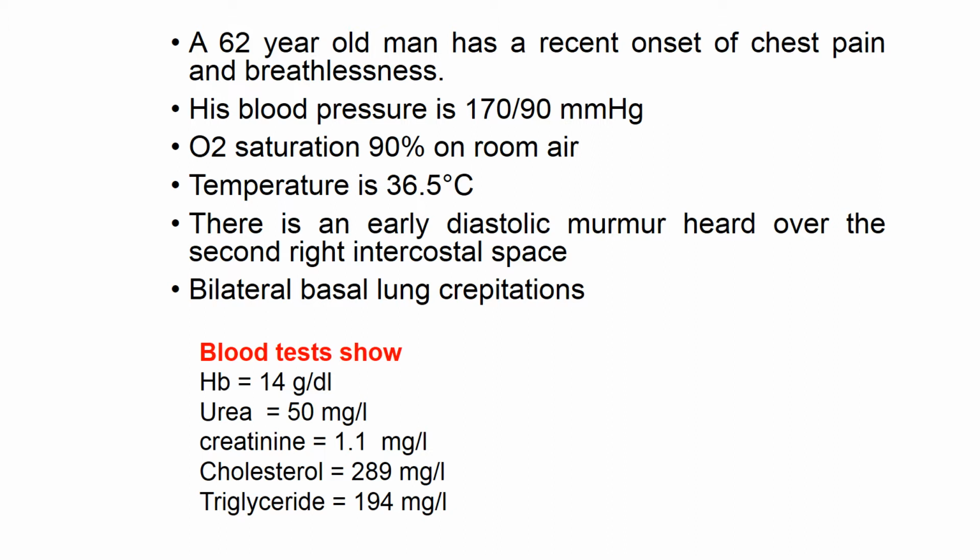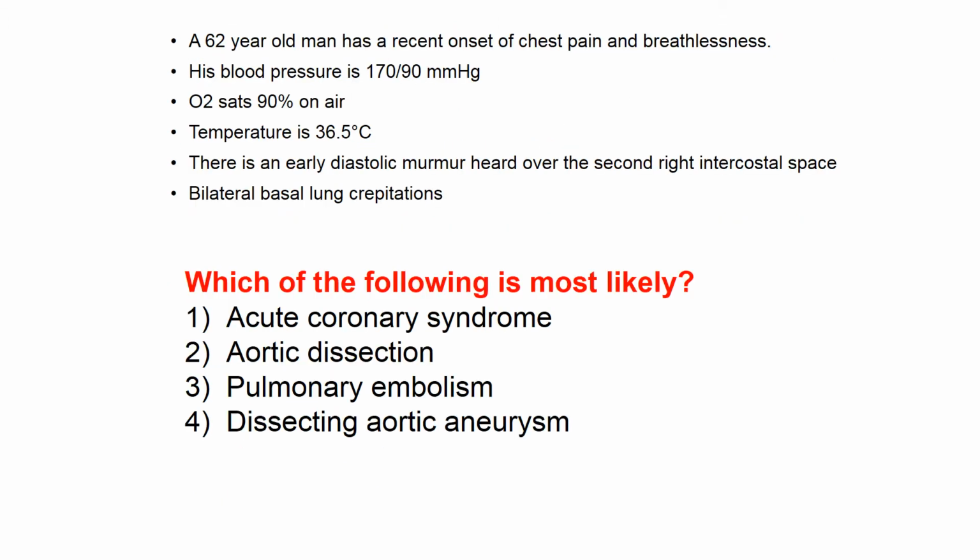His blood tests show hemoglobin of around 14 gram per deciliter, urea of 50 mg per liter, creatinine of 1.5 mg per liter, cholesterol of 289, and triglycerides of 194 mg per liter. Which of the following is most likely? Does this man have acute coronary syndrome, or aortic dissection, or pulmonary embolism, or dissecting aortic aneurysm?